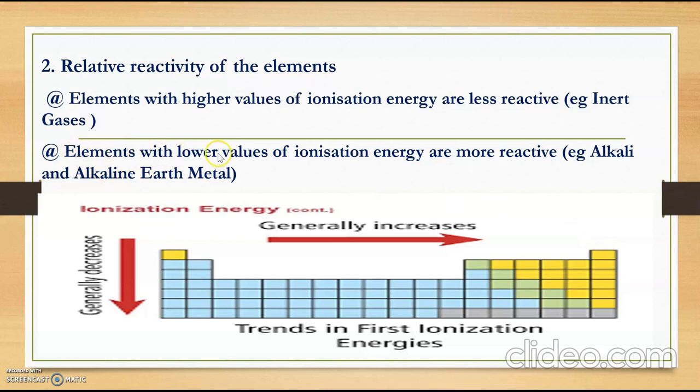Then elements with lower values of ionization energy are more reactive. For example, alkali and alkaline earth metals, that is, s block elements, show high reactivity due to low values of ionization energy. They easily lose electrons and react with other elements. In comparison, p block elements cannot lose electrons easily and do not react fast.